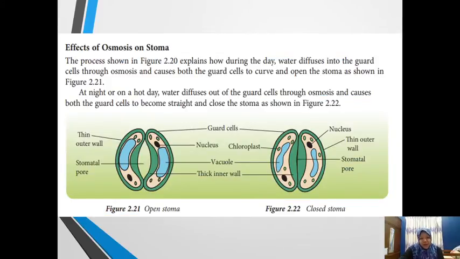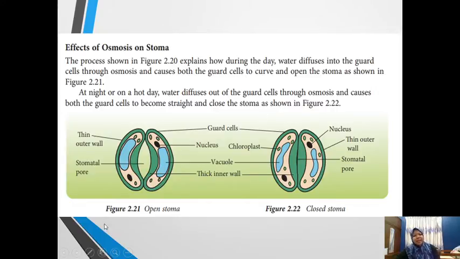Okay, so what is the effect of osmosis on stoma? Apakah efek osmosis ni pada stoma tadi tu? The process shown in figure 2.20 explains how during the day water diffuses into the guard cells through osmosis and causes both the guard cells to curve and open the stoma as shown in figure 2.21. So at night or on a hot day, water diffuses out of the guard cells through osmosis and causes both guard cells to become straight and close the stoma.